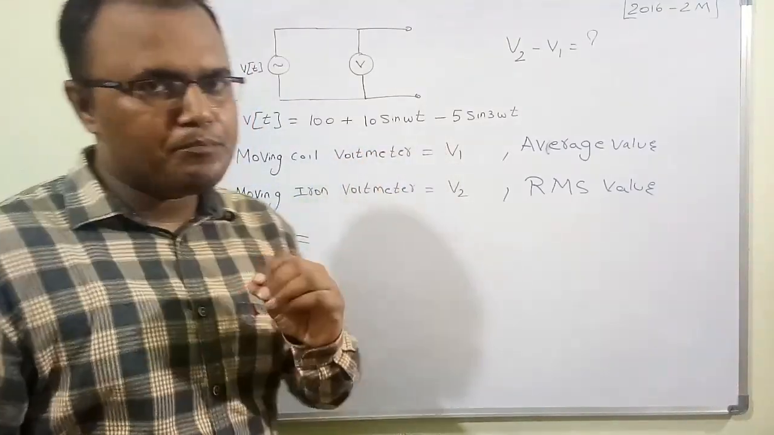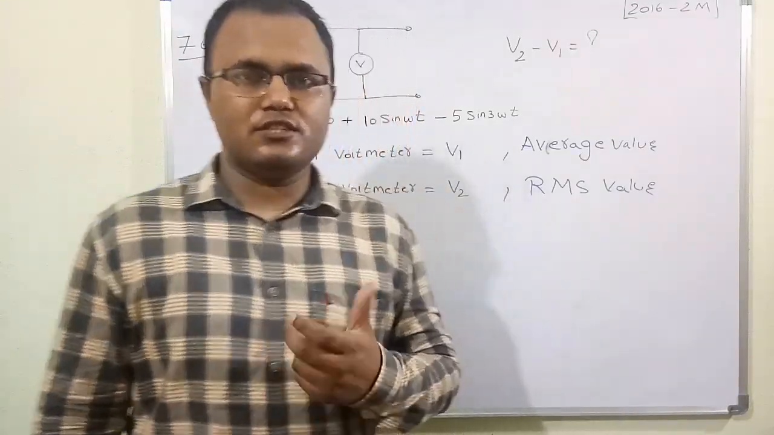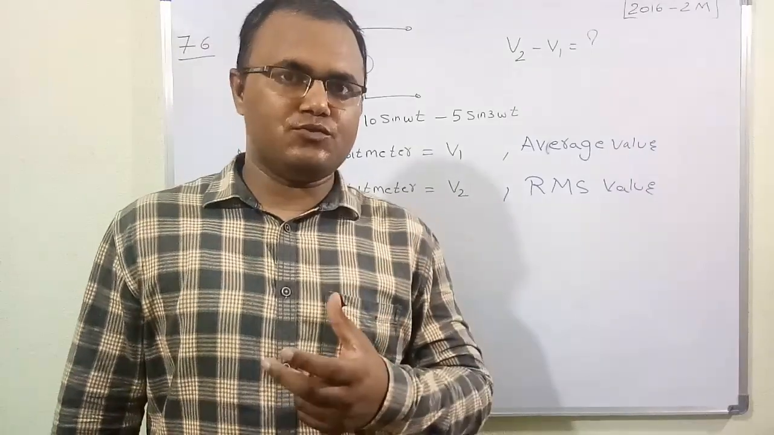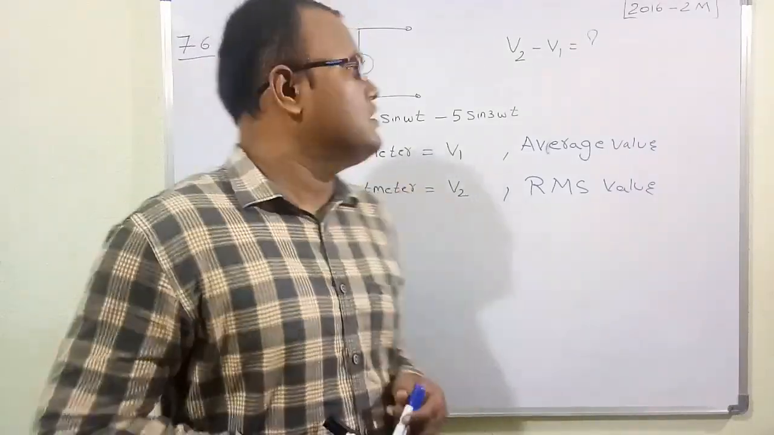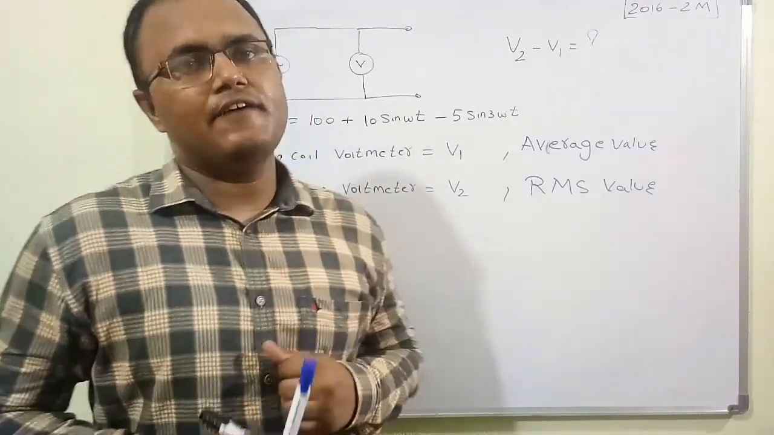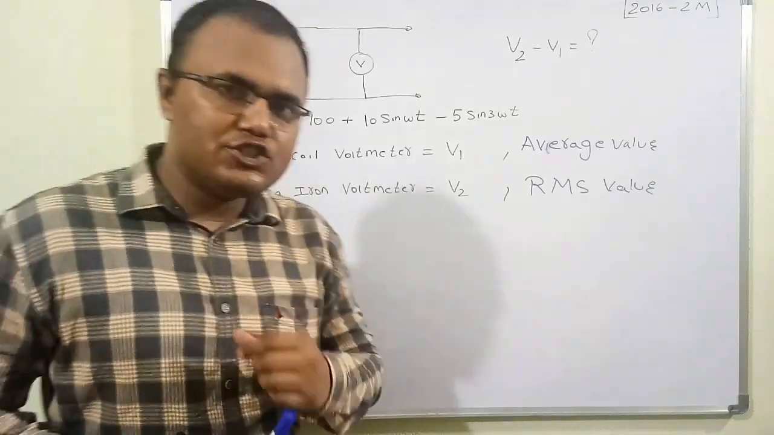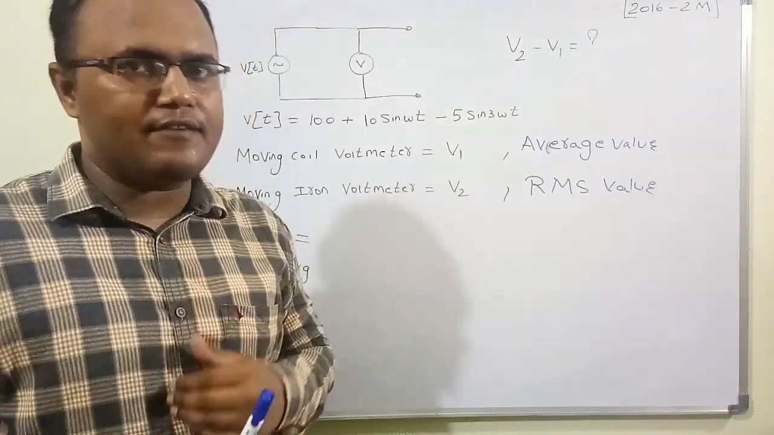Sin omega t is a pure sinusoidal waveform. Therefore, it is symmetrical about the x-axis. Therefore, it has some positive and a negative part, so their net effect is 0. Therefore, for sin omega t and sin 3 omega t, their net averages become 0. So therefore, only the DC component will have a non-zero average value.